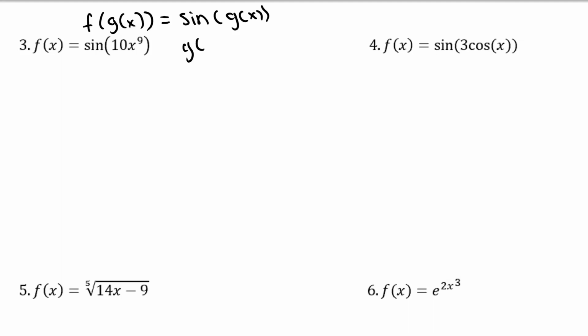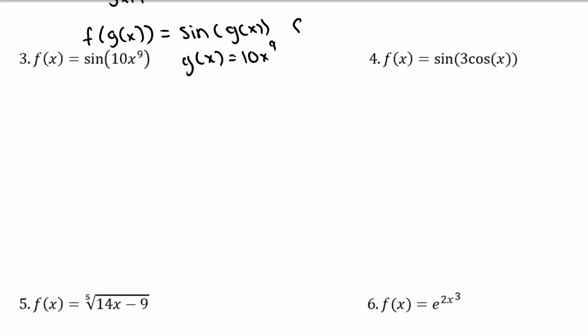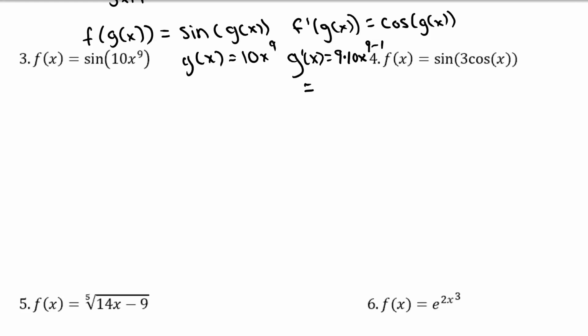And then our inner function is the 10x to the 9th. The derivative of this top guy, with the inside staying the same. Well, the derivative of sine is cosine, and the inside just stays just chilling. And then what's the derivative of 10x to the 9th? Well, we bring down our exponent, and we make the exponent 1 smaller. So that guy is 90x to the 8th.